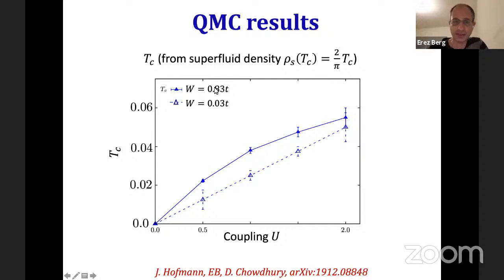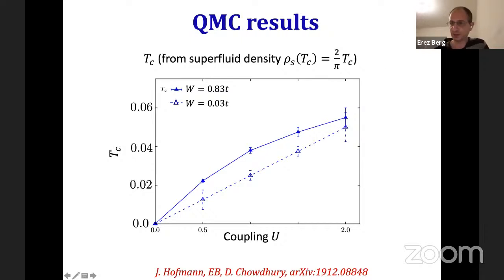Now, moreover, you see that if you increase the bandwidth, Tc actually goes up. So it looks like Tc in this regime is still limited by the phase coherence scale. The phase stiffness doesn't go to 0 even when the bandwidth goes to 0. And that's because the wave function of the band is not completely localizable. But if you increase the bandwidth, the phase stiffness presumably goes up, and therefore Tc goes up.